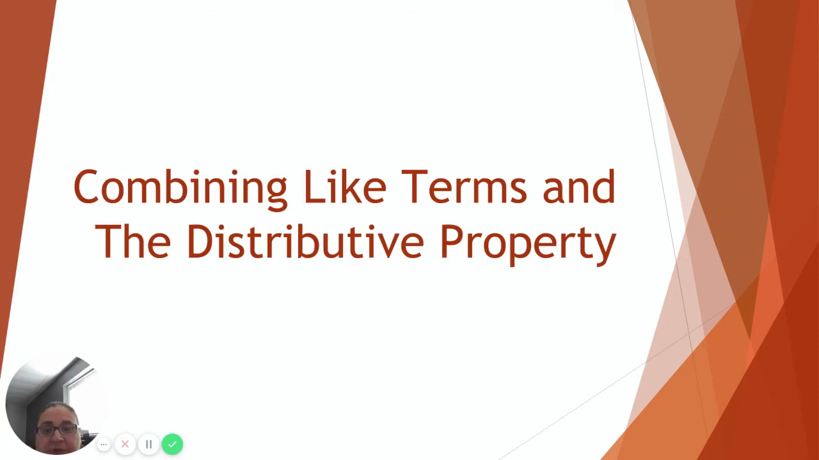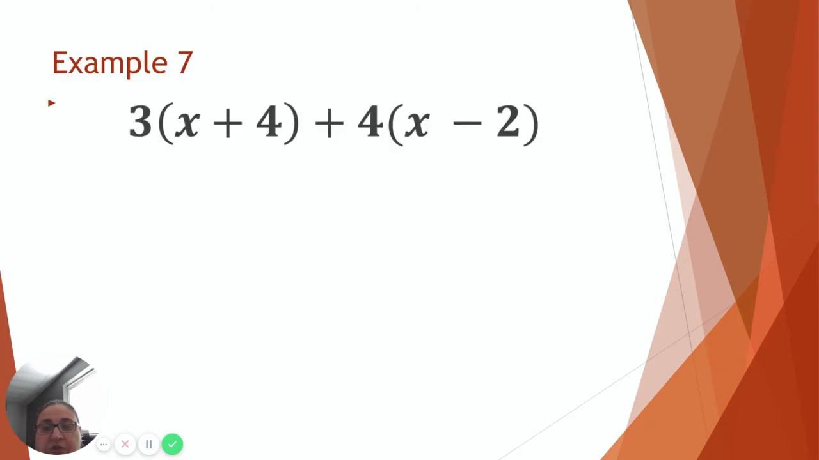Next, I'm going to do both combining like terms and the distributive property. You always want to do distributive property first because parentheses is always the first step. So I'm going to get rid of the parentheses on each one. This time I have 2 sets of parentheses, so I have to distribute with 2 different sides. First, I'll work on the left. So I do 3 times x, which is 3x. Then I do 3 times 4, which is a positive 12.